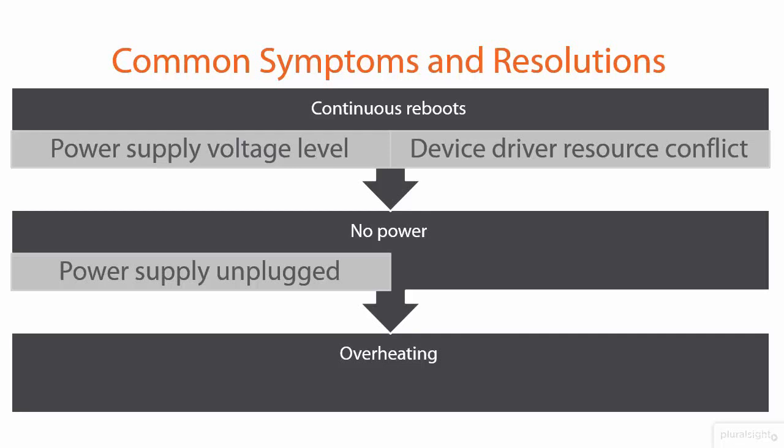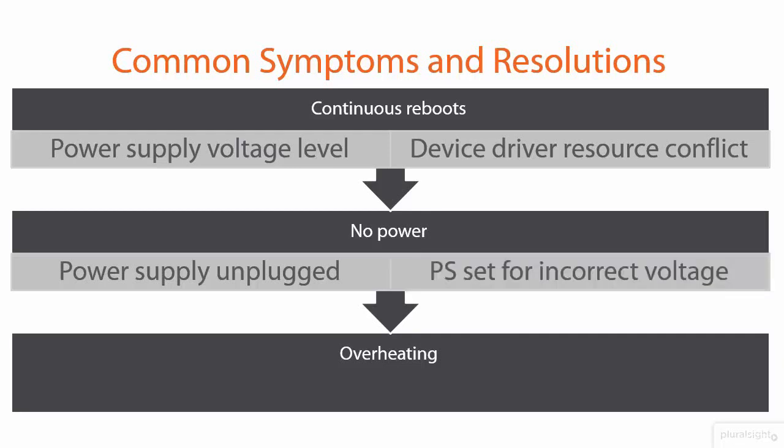SATA, of course, would be one on the motherboard. Another possibility, and this is a very scary possibility, is that the power supply is set for an incorrect voltage. Some power supplies allow you to use a hard switch to go from 120 to 240, and you're going to absolutely fry your 120 volt system if you've set it for 240. So be very careful that the power supply is in fact localized to where the computer is physically located.